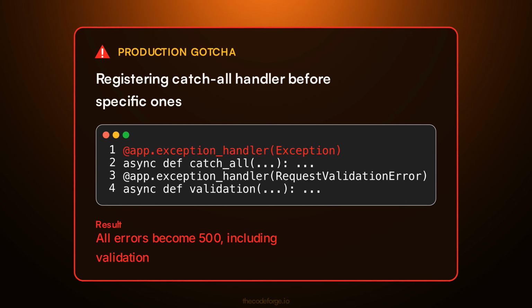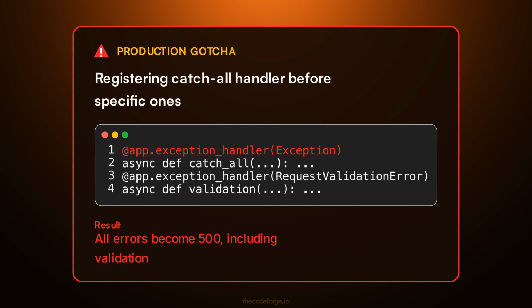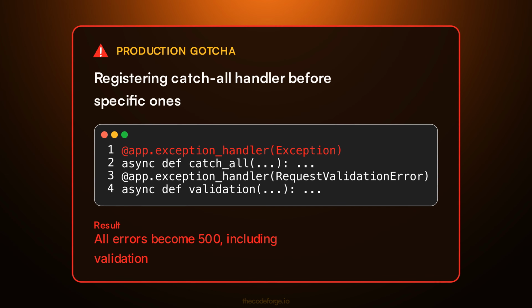If the catch-all handler is registered before specific handlers like RequestValidationError, it will catch all exceptions and return 500 for everything. Always register specific handlers first and the catch-all last.